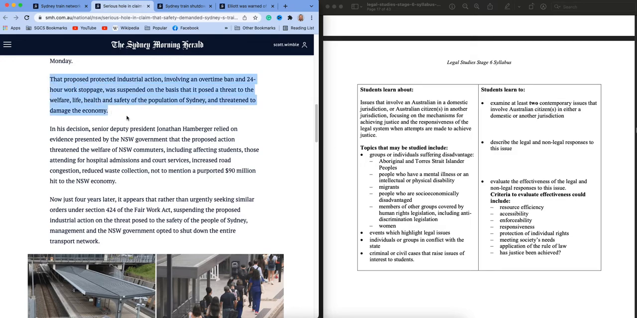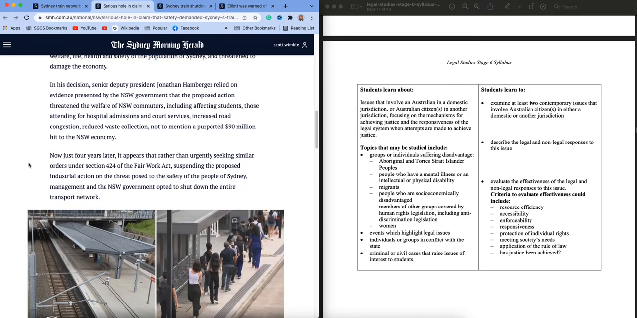In other words, the Premier, back when he was in charge of industrial relations, said, this strike action you're planning is too dangerous, and therefore he went to the Fair Work Commission, which is one of the mechanisms we have, and basically said to the judge, we need to ban this. And he was awarded the decision. In his decision, Senior Deputy President Jonathan Hamburger relied on evidence presented by the New South Wales Government that the proposed action threatened the welfare of New South Wales commuters, including affecting students, those attending hospital, etc. And it would cost $90 million.